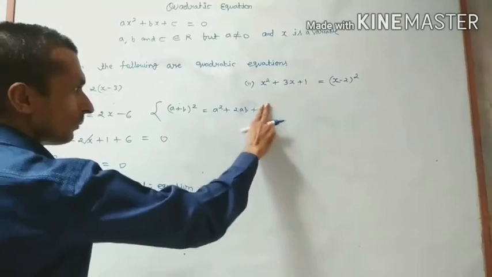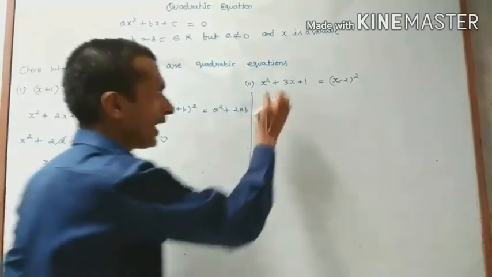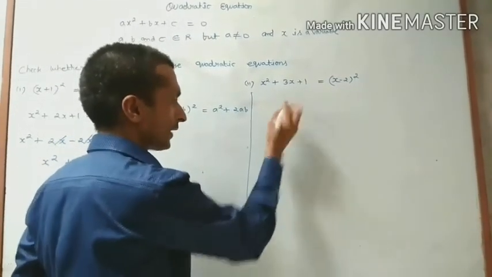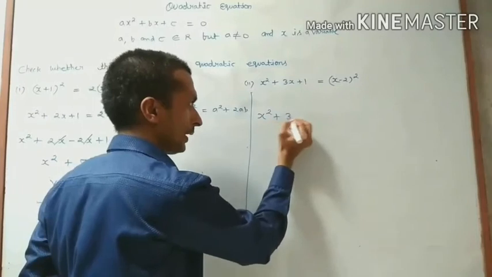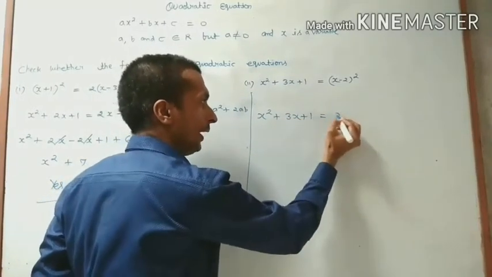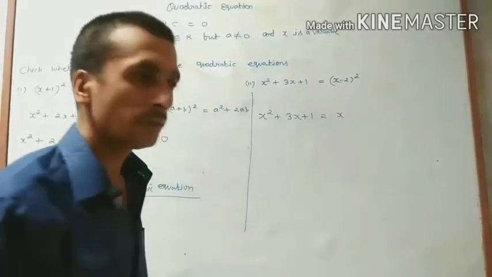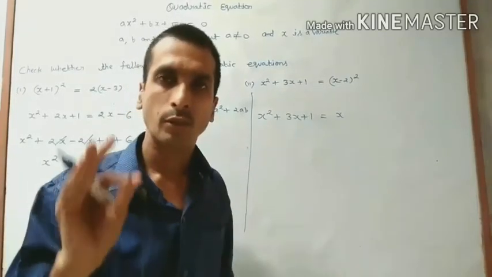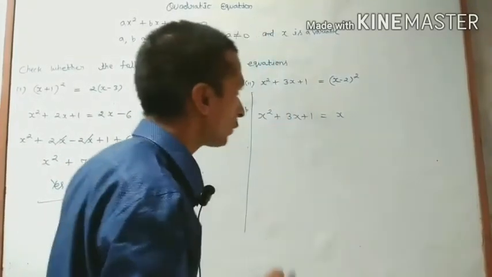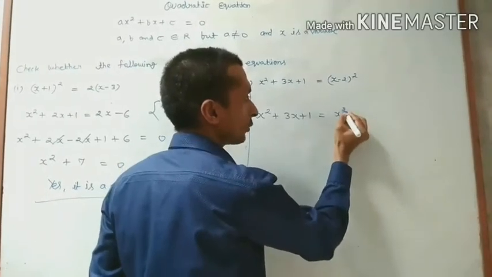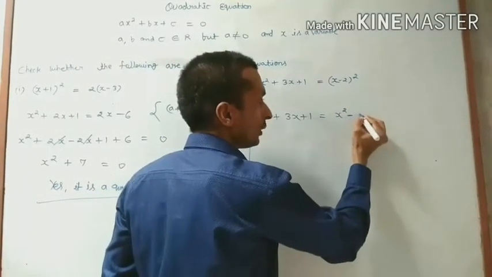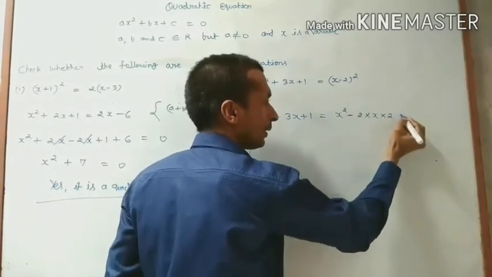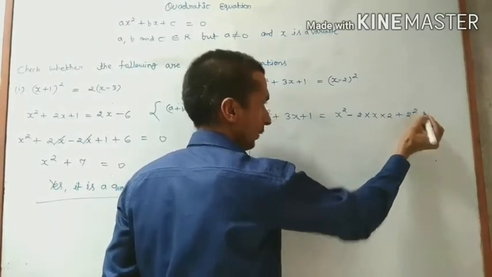Okay friends, in this question you have another one. You can see the next example here. What is the next one? x square plus 3x plus 1 equals (x minus 2) whole square. Similarly, the left hand side as it is, you can write x square plus 3x plus 1 is equal to (x minus 2) whole square. So what will we apply next? The formula (a minus b) whole square is equal to a square minus 2ab plus b square. With the help of this formula, you have to write a square, so x square minus 2ab, where the value of a is x, the value of b is 2, and plus b square, that means 2 square.